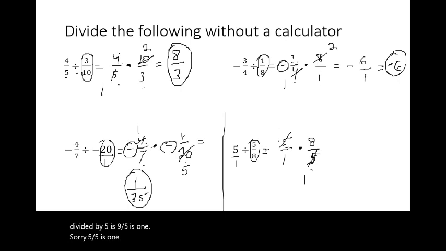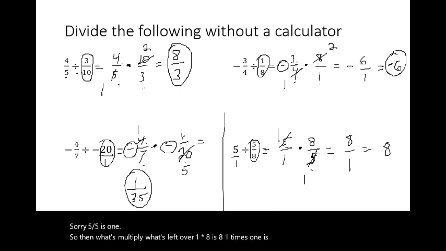So then, let's multiply what's left over. 1 times 8 is 8. 1 times 1 is 1. 8 divided by 1 gives you 8.